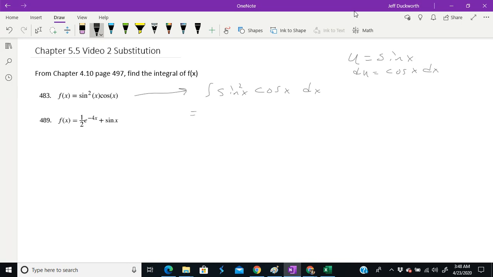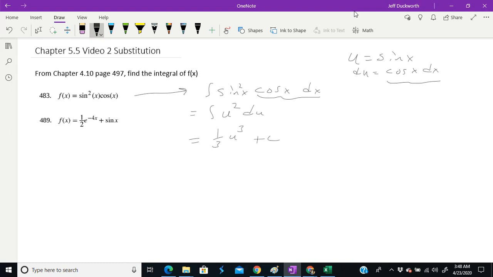So now we're going to substitute. That gives us u squared, and du is this whole thing here. This is du, so this is just du. And this is something very manageable. That gives us u cubed over 3, or 1/3 u cubed, plus c.